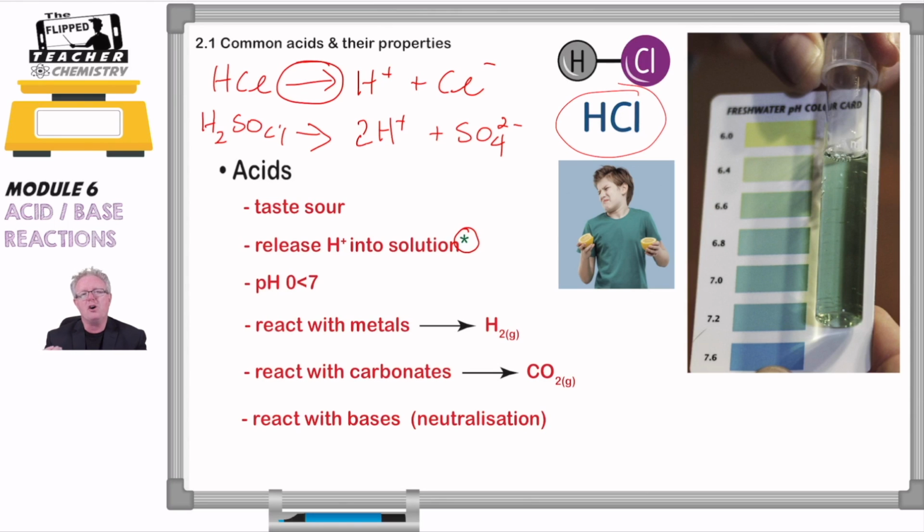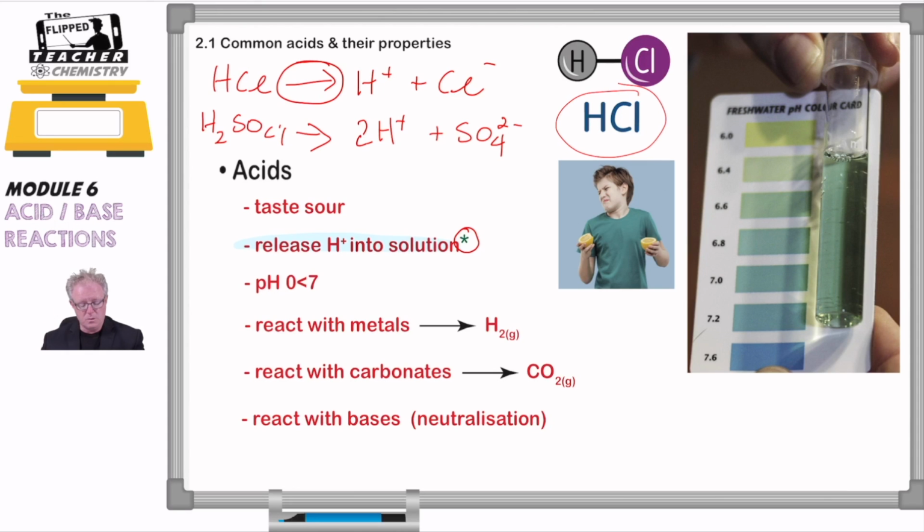So I put a little asterisk there because we're going to find out that our definition of acids is not satisfactory. And so we're going to look at a little bit of the history of that. But up until now, and especially in this video, we're saying for the moment that acids will release hydrogen ions. And the more hydrogen ions you have, the lower the pH, and so forth.